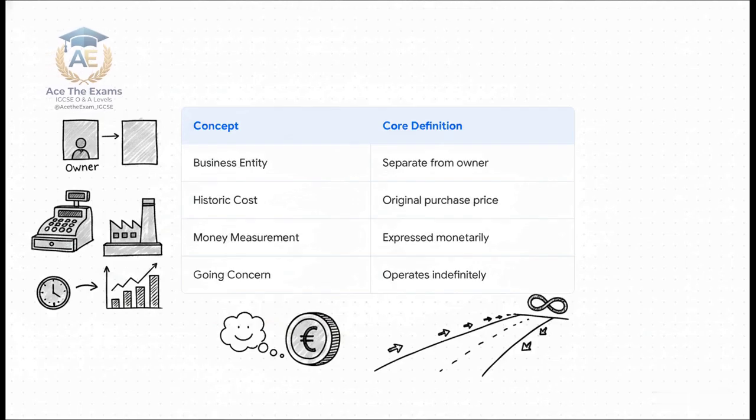Third, we have money measurement. This is the emotionless reality of the ledger. Accounting only records transactions that can be expressed in concrete monetary terms. You might have the most brilliant CEO or the highest employee morale in the industry, which is great. But because you can't reliably put a dollar value on a smile or leadership, it doesn't make the balance sheet.